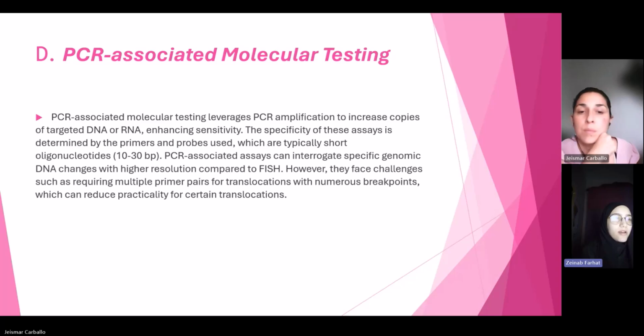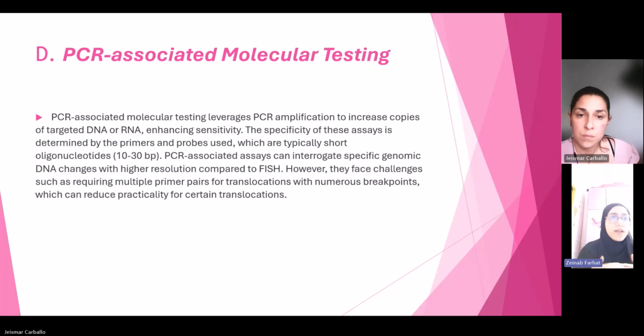Now, the fourth method is actually PCR. PCR is a way we amplify the DNA of interest, and it's very specific because we are using certain primers and probes, which are short oligonucleotides, 10 to 30 base pairs. And when we amplify them, if we are targeting a certain gene of interest, depending on the CT, we can decide what's happening. However, it also faces challenges such as requiring multiple primer pairs for translocations with numerous breakpoints, which can reduce the practicality for certain translocations.